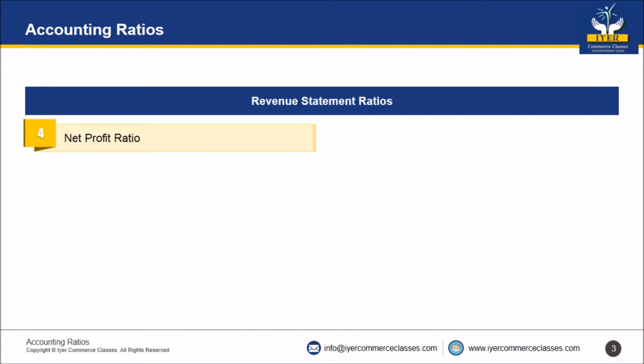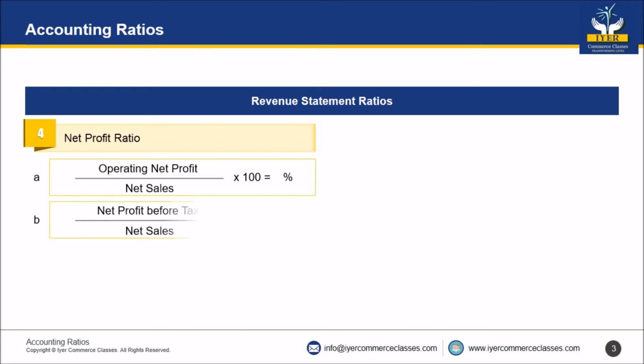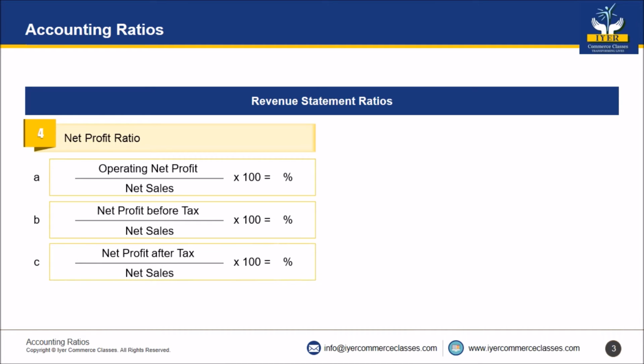Net profit ratio, three formulas. Operating net profit upon net sales into 100. Net profit before tax upon net sales into 100. Net profit after tax upon net sales into 100.